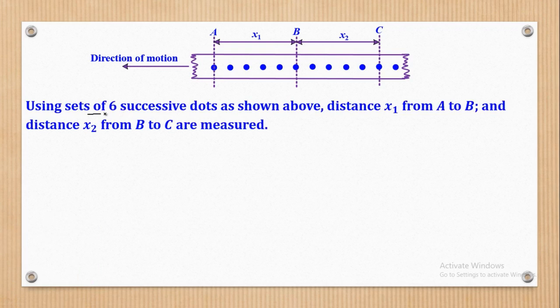So using a set of 6 successive dots shown above, distance x1 from A to B and x2 from B to C is measured. Now in this experiment I used the 6. It's not a must that they should be 6. It is for you to choose as long as they are uniform. You can say 5, 5 as long as you are consistent with the number of dots. So using 6 successive dots, we see 1, 2, 3, 4, 5, 6. Then for the second side, there is 1, 2, 3, 4, 5, 6, like that. So you can use 5, 5, 4, 4, or 8, 8, any.